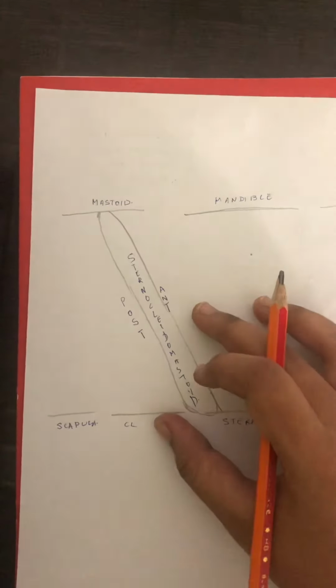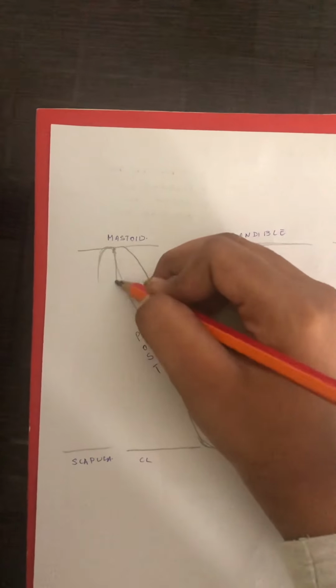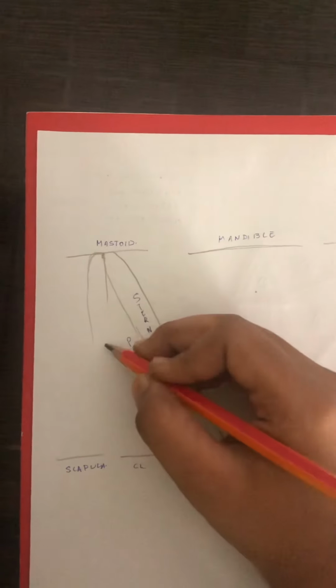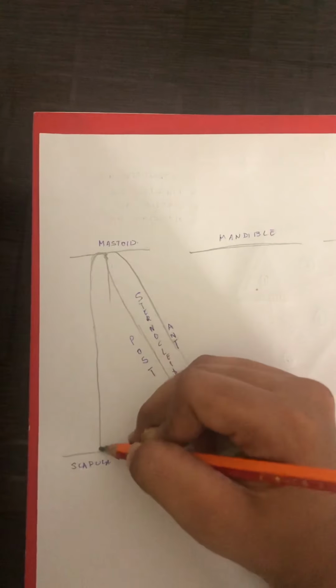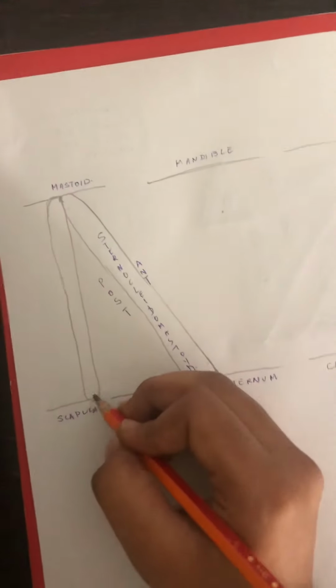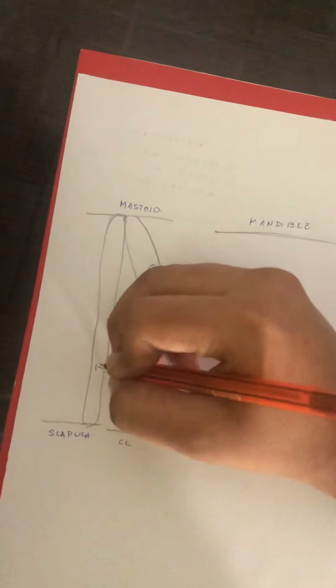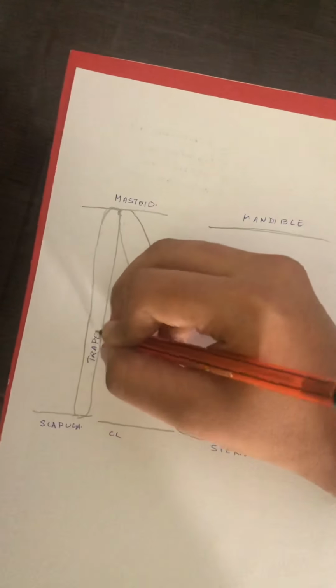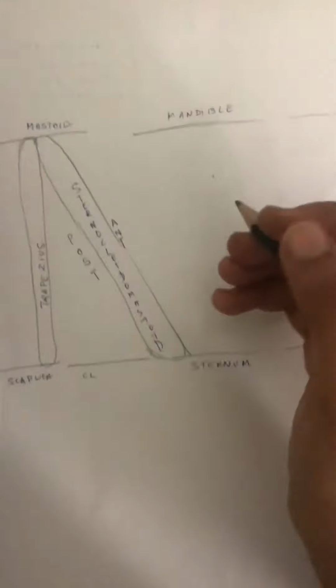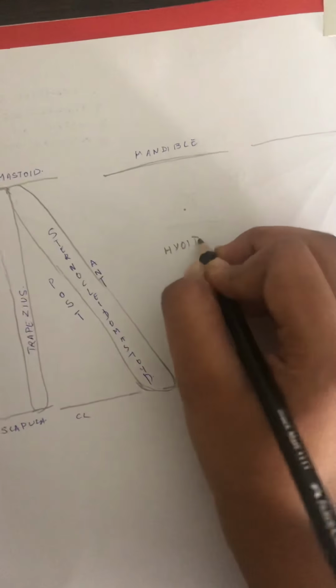And then next is the trapezius muscle. Trapezius muscle starts from mastoid and it ends in the scapula. So this is the trapezius muscle. Oh, I forgot to tell you, this is the hyoid bone. This is the hyoid bone.